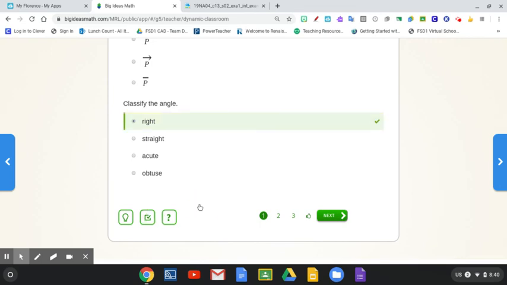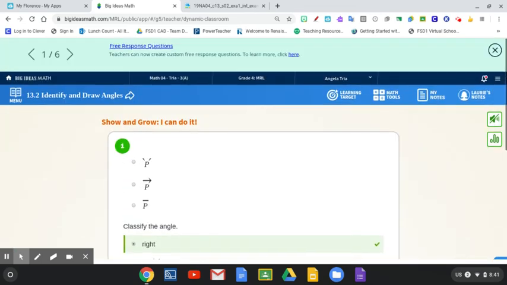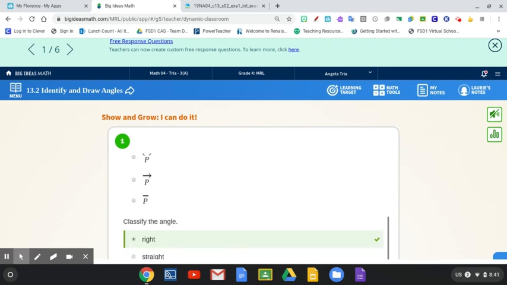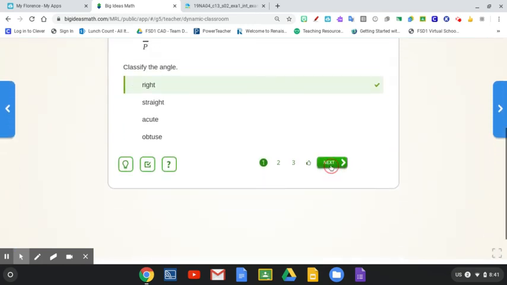Again, give yourself a pat on the back, give your brain a kiss. Great job, excellent thinking. And we got them both right. Let's go to the next question.